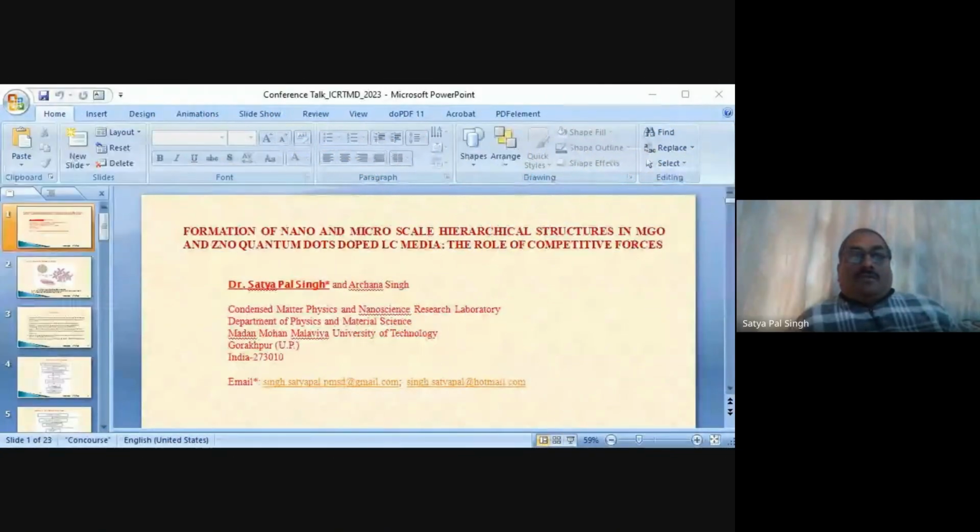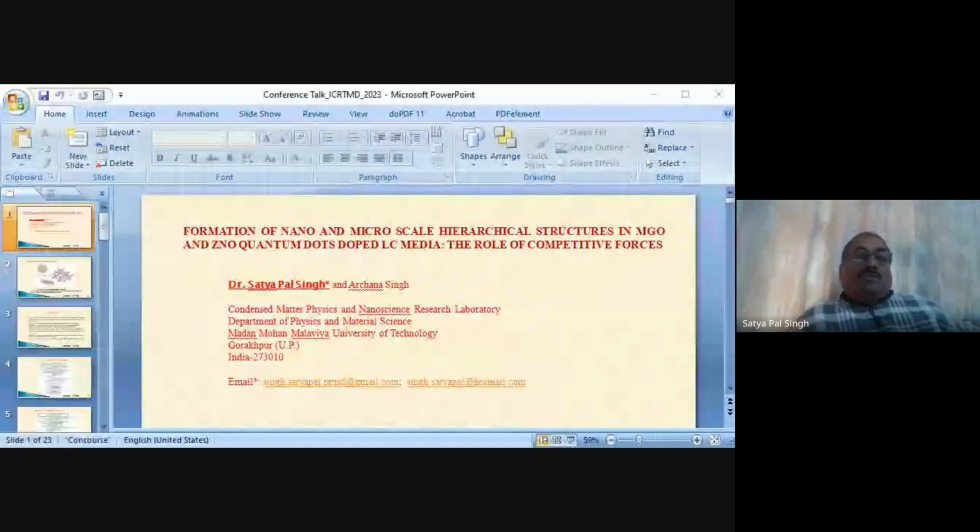My topic is formation of nano and micro scale hierarchical structures in MgO quantum dots doped LC media. We have also highlighted the role of competitive forces in this paper. This was a PhD paper of Archana Kumari Singh. She has been awarded a PhD degree.